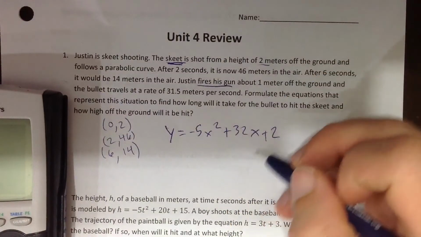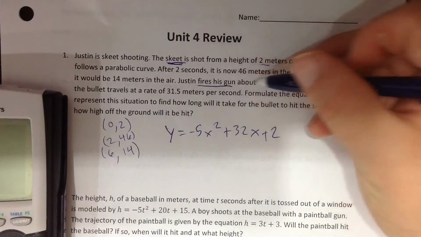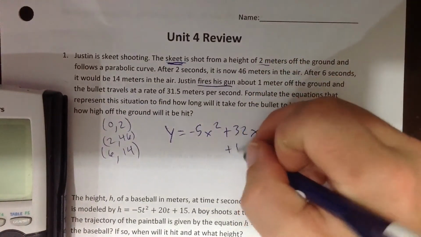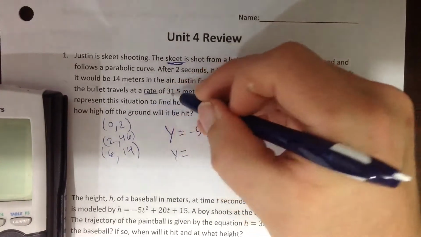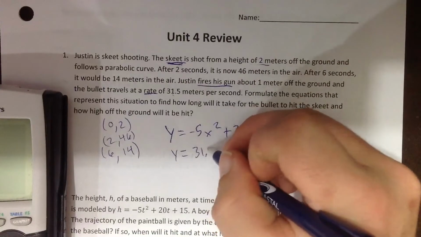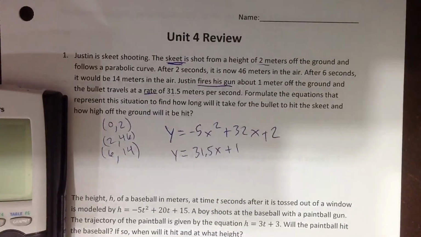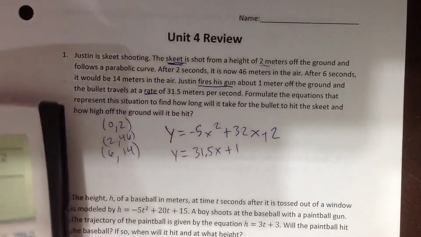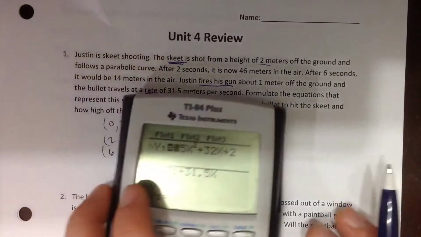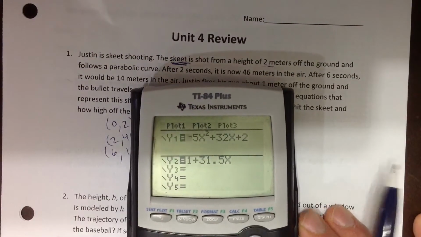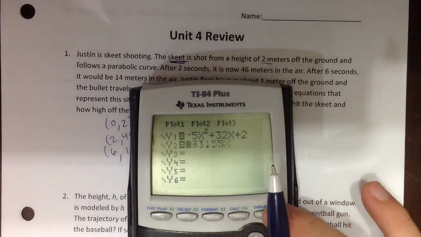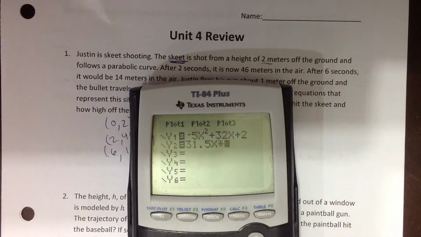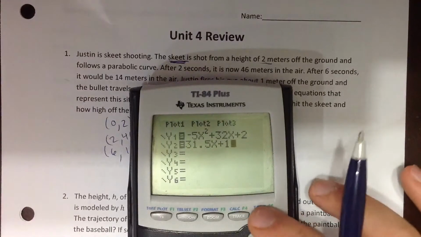Next, for the bullet, Justin fires his gun about 1 meter off the ground, so plus 1, and travels at a rate of, that's the slope, 31.5 meters per second, so 31.5x. There's my two equations. I need to find where they intersect. So I've got in my y equals negative 5x squared plus 32x plus 2. And then I'll put it in the same order that I had on my paper, plus 1 on the back. And we'll graph these.